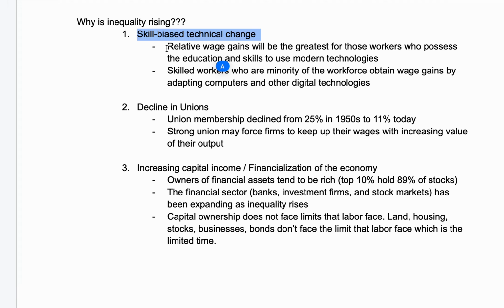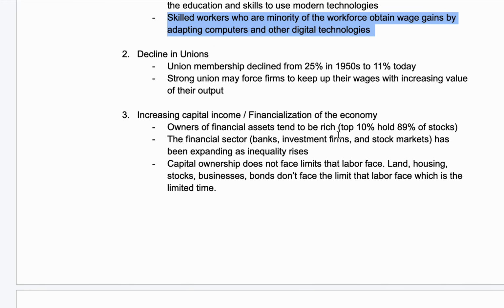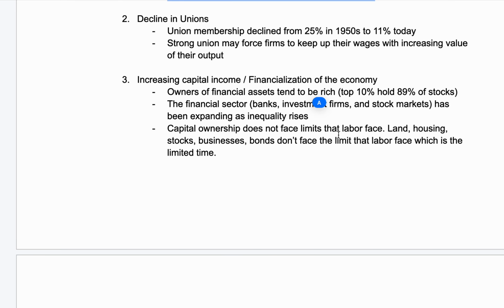They can pressure firms to pay more because they are more productive. They are more valuable workers. However, it is always a minority who can effectively use technology and adapt it in their work lives, in the office or workplace. So skilled workers, a minority of the workforce, obtain wage gains by adopting computers and other digital technology. So that can be one of the reasons, right? Some laborers are effectively adopting technology, so their income rises. The majority do not see that happening.